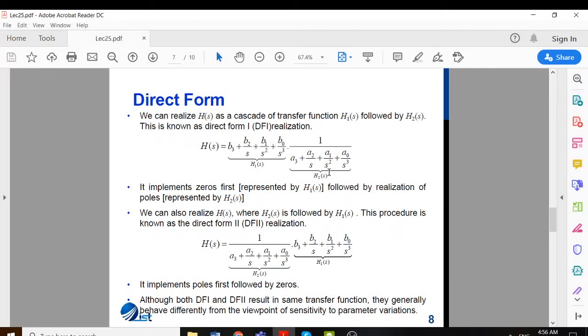We can also realize, since convolution is commutative, or multiplication is commutative, that we can implement this part before this part. So we can say that H(s) is H2(s) times H1(s). This means that we'll implement the poles before the zeros. This form, where we implement the denominator first and the numerator afterwards, is known as a direct form 2. Both direct form 2 and direct form 1 result in the same transfer function, but they generally behave differently from a viewpoint of sensitivity to parameter variations.